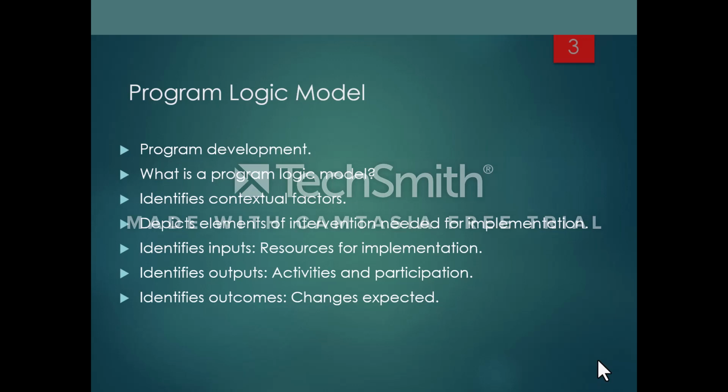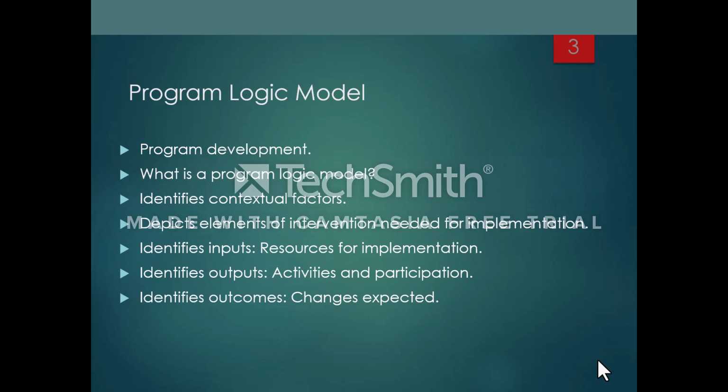So a program logic model identifies several contextual factors that are associated with development and operation, including conditions of current social problems or issues that your program is addressing. Inputs are identified. So inputs are the material and human resources critical for your program implementation. Your outputs are also identified in the model, and those are the activities and participation that represent implementation of a program with fidelity.